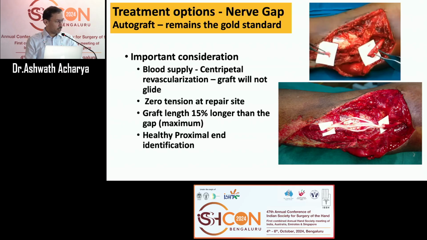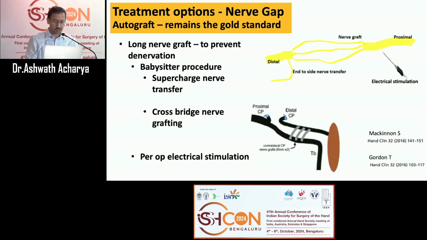Now moving on to the concept of gap. Autograft remains the gold standard, and one thing which I wanted to stress was that this graft gets adhered to the bed. Because of the centripetal revascularization, the graft will not glide. So to prevent a rupture of the graft, it's important that we maintain zero tension, and the graft length has to be a little longer, and it has to be in a maximum stretched position. And it is always very important to identify the proximal end. That's where some of the mistakes happen, particularly in brachial plexus injuries.